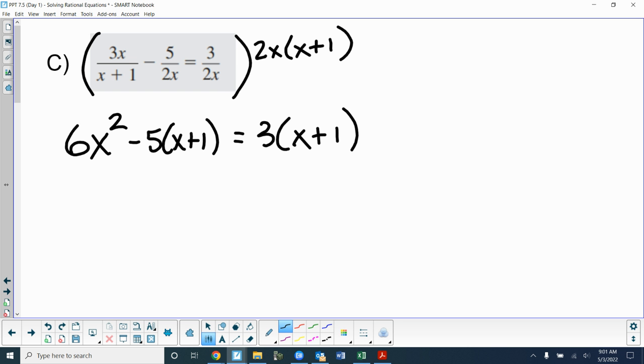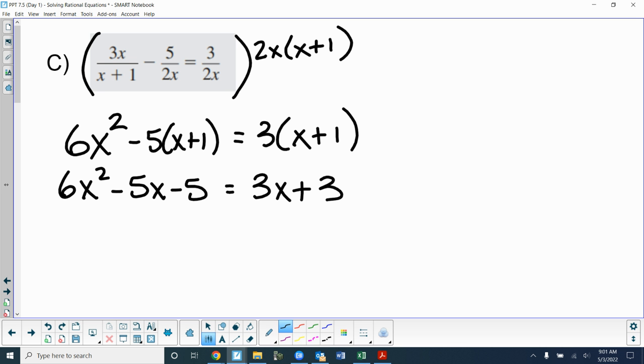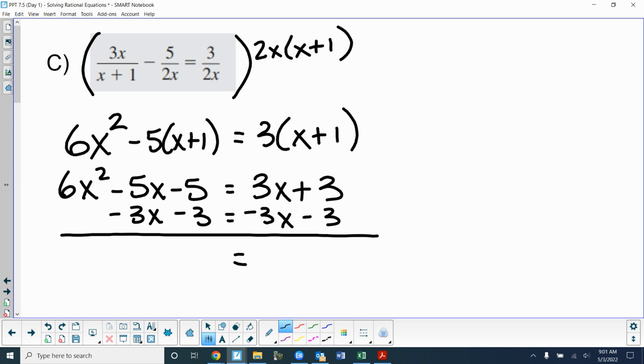So the reason we do that, multiplying everything by the common denominator, is to eliminate the fractions. I got to distribute my 5 and 3. Now, you see an x squared here, so it's a quadratic equation now. So we have to set it equal to 0 to solve it. So I want to subtract the 3x and the 3, so I get 0 on the right. So I got 6x squared minus 8x minus 8.